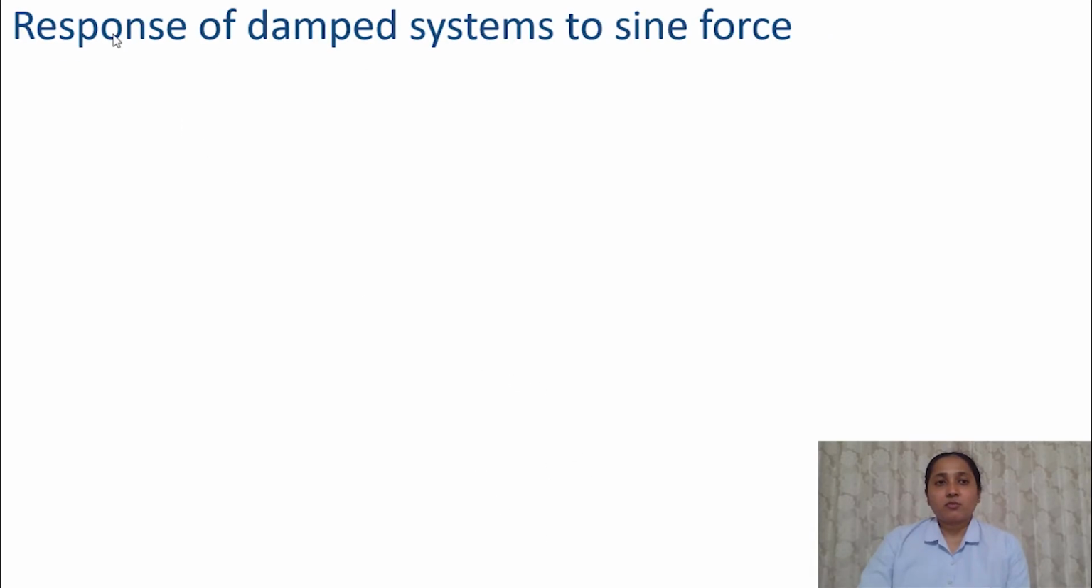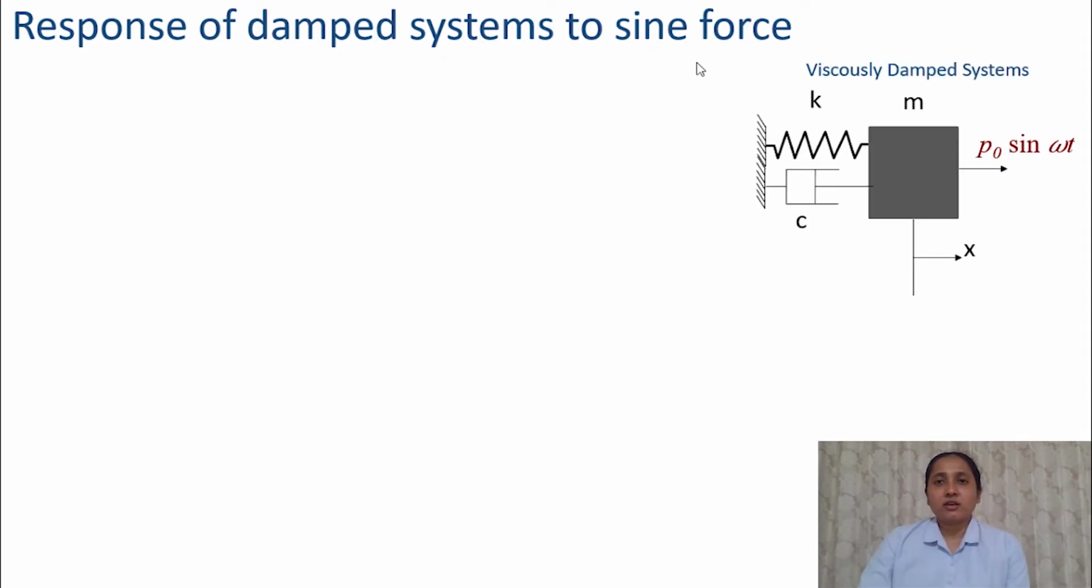Now let's see what is the response of damped systems to a sine force. This is exactly what we have seen during harmonic vibrations. This is the equation of motion of a single degree of freedom system acted upon by a sine force. The force is P0 sin omega t. So we have derived the response of this system.